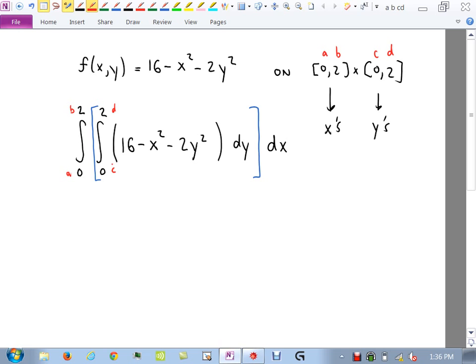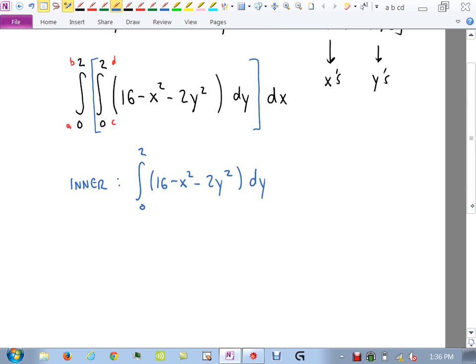Let's look at the inner integral. So I'm going to do the inner first. And you can do it all at one time, or you can do it separately. You just keep the outer integral there, and inside the brackets, you work out the inner one. You just keep bringing it line to line to line. But I'm going to just do the inner one, then come back and plug it in. So the inner one is the integral from 0 to 2 of 16 minus x squared minus 2y squared with respect to y.